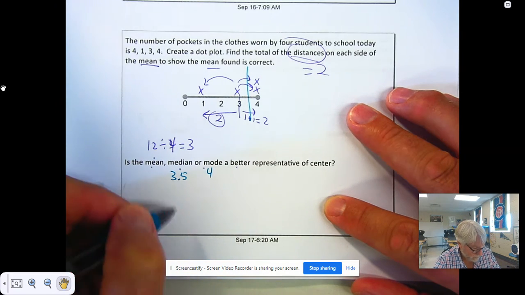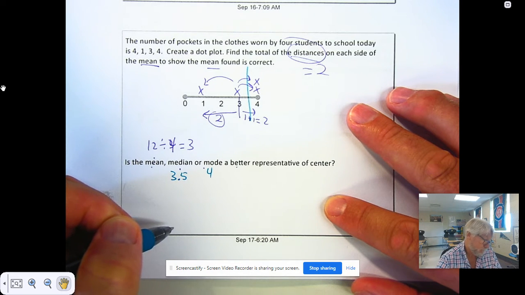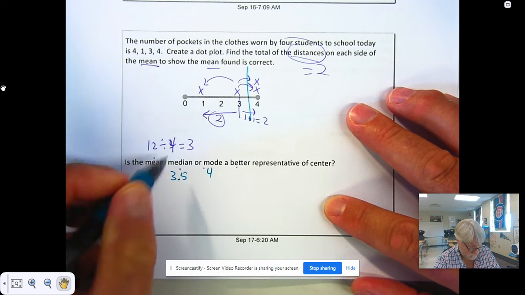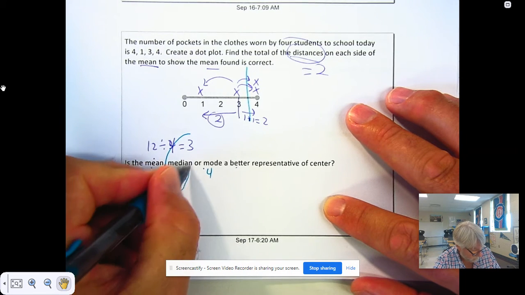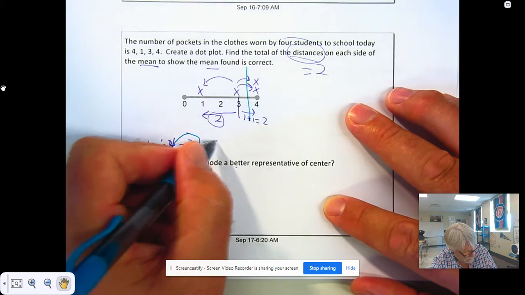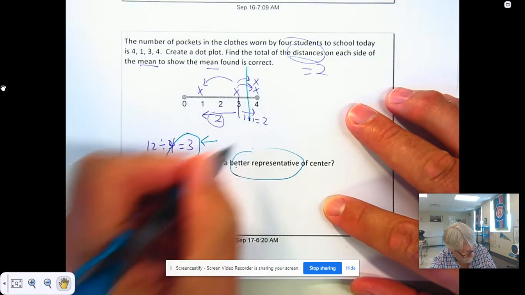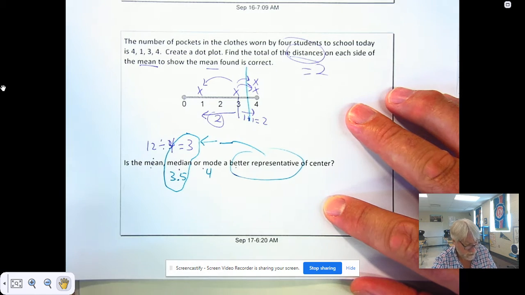Best representation of center, again, going to be a debate between these two. 3 takes into account the 1 more. 3.5 pretty much discards the 1. So I would say, in this case, 3 looks like the better or the best representation of center.